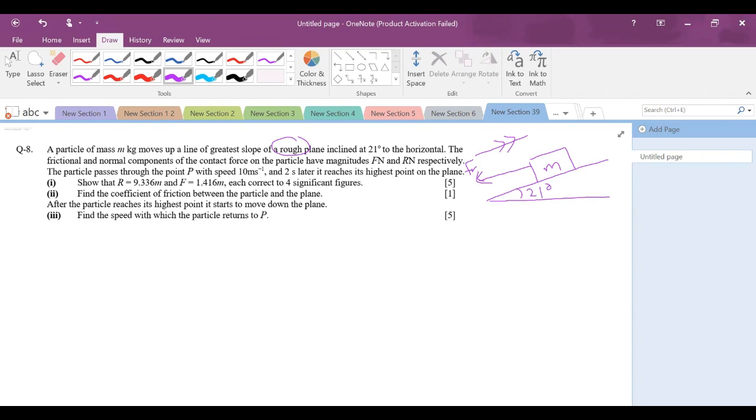The frictional and the normal components of the contact force on the particle have magnitude F and N. So we have to use F for friction and R for normal contact force, respectively. The particle passes through the point P with the speed 10 meters per second. 2 seconds later, it reaches the highest point of the plane. What do we know about speed at the highest point?